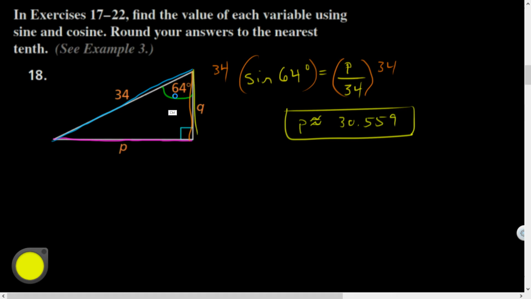So let's see, what compares this side to this side? What trig ratio compares the adjacent to the hypotenuse? Cosine. So I'm going to say cosine of 64 degrees is equal to Q over 34. Variable's not always on top, but in this case it is. Multiply both sides by 34.